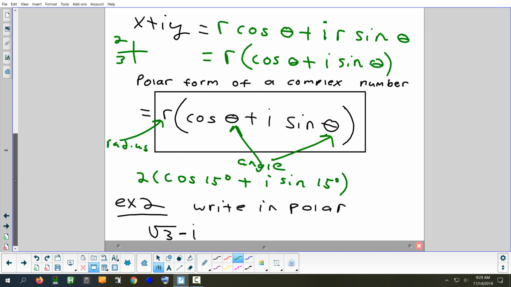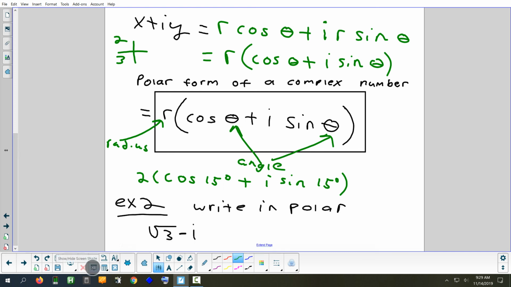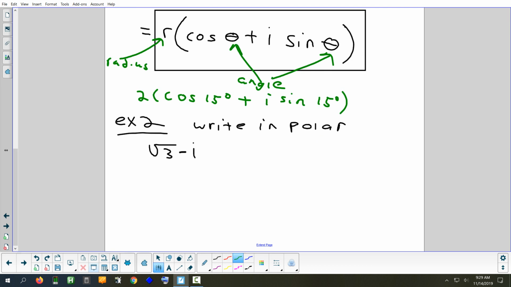Okay, so we'll do this one and we'll check it. They want us to write this in polar. First thing, I want to make sure we know what number is in front of I because they didn't write one this time. That's a negative what? Yes, we have a -1 right there. It's not necessary to write it, but if you want to put it in, you can. So we have to find two things, r and theta. Let's start with r.